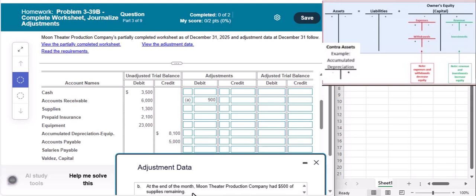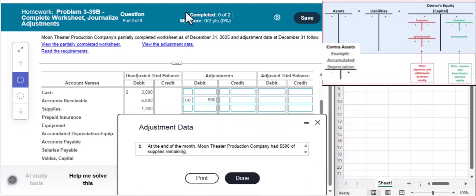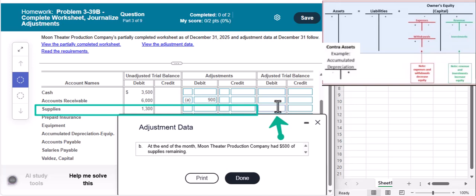So B, at the end of the month, Moon Theater Production Company has $500 of supplies remaining. So what this means is when we send in our intern to go count the supplies, the intern comes back and says we have $500 worth of supplies remaining. So that means our remaining balance of supplies on hand will be $500. So that's going to go in the adjusted trial balance as our leftover balance.